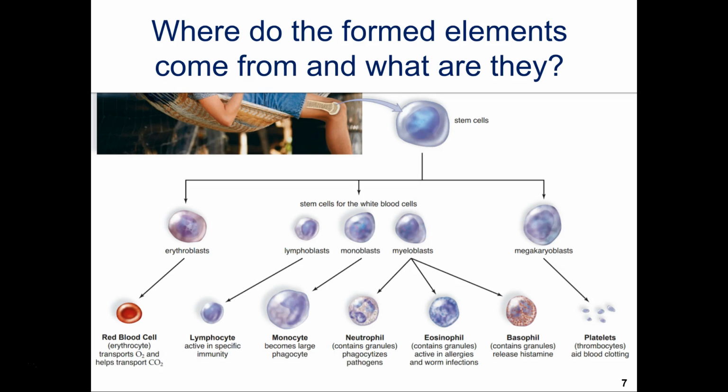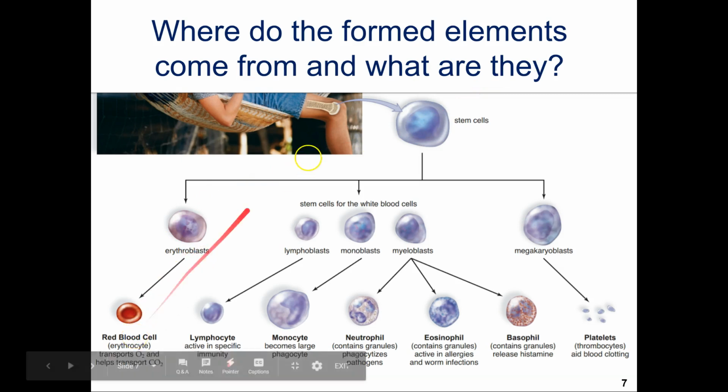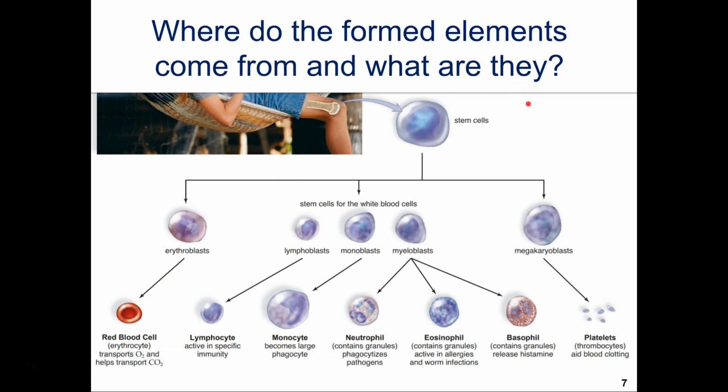So we've been talking about plasma, but the formed elements, remember, are erythrocytes, red blood cells, leukocytes, white blood cells, and platelets. And they all come from stem cells inside your bone marrow. So these stem cells are going to form into erythroblasts, which will then form into erythrocytes, which should make some sense to you. They're also going to form into lymphocytes, monocytes, and myeloblasts, which are going to form different kinds of white blood cells, which we're going to talk about later on, in the next section.